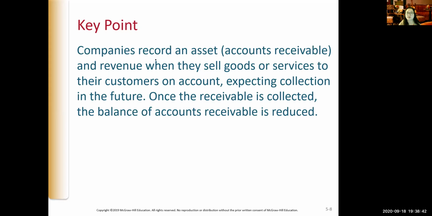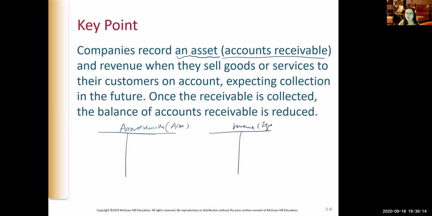So the key point to take away is understanding what accounts receivable is. In a nutshell, it means that you provided services, you made money, but the people haven't paid you yet. So the company will record an asset account. Accounts receivable is an asset account, okay? And revenue is basically an equity account, right? So it increases here and increases here when you do the transaction, expecting to collect the cash in the future.